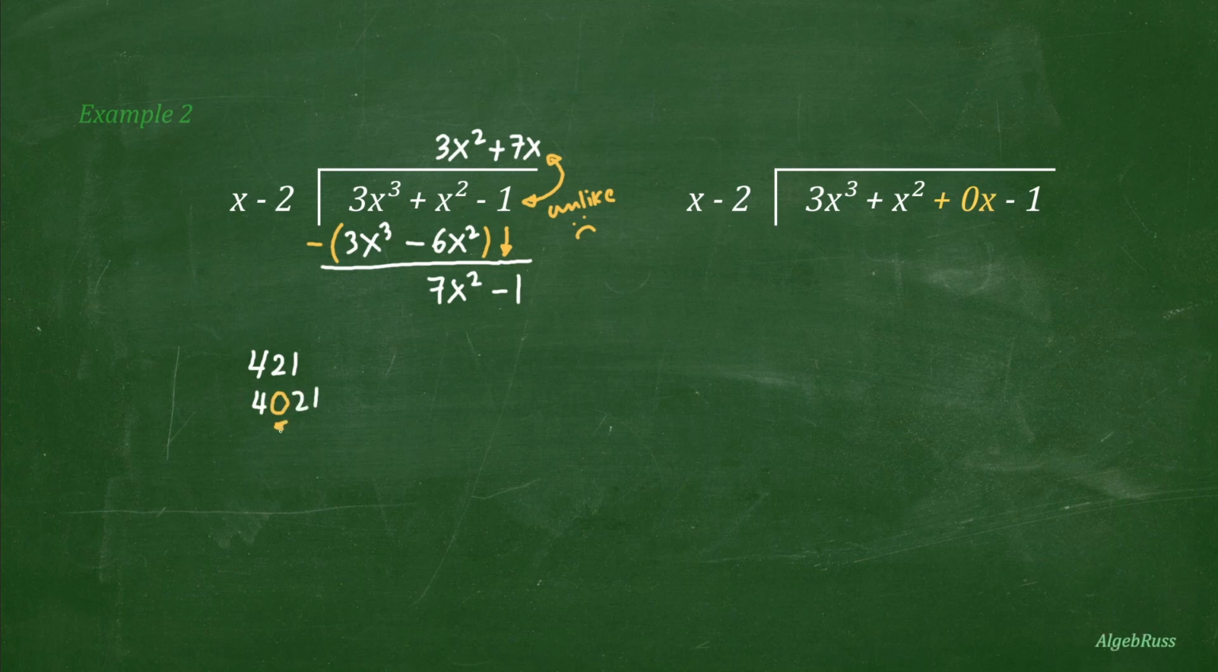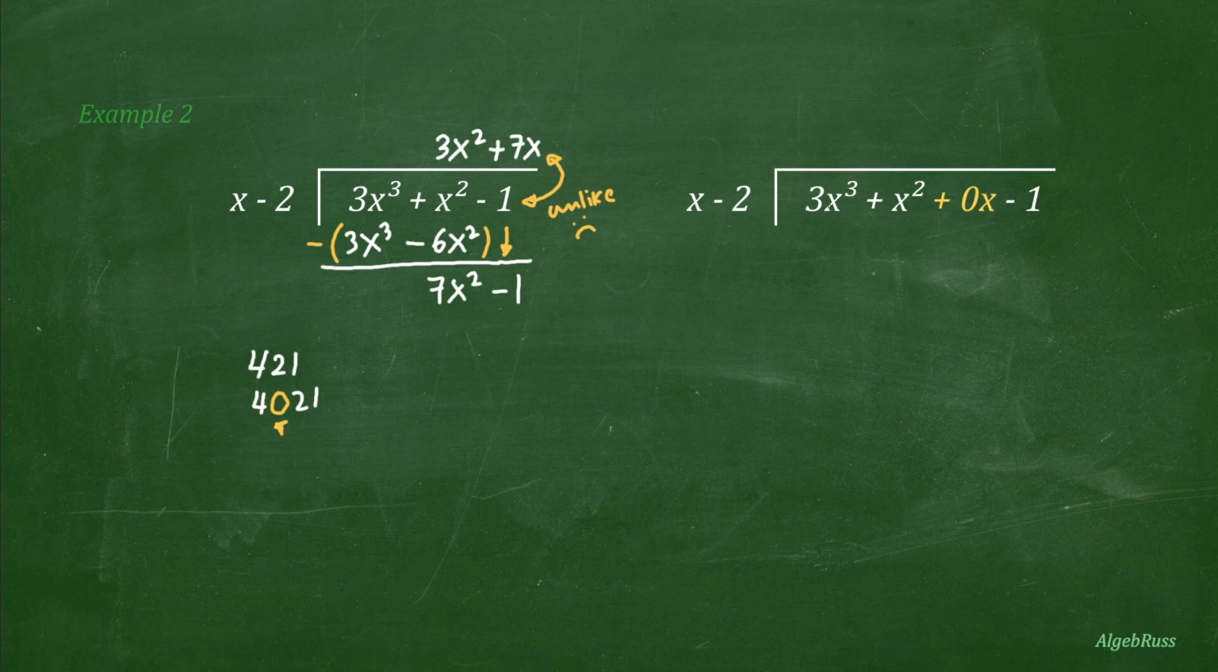Meaning, you need to place 0 in the hundreds place so that you know that there are 0 hundreds, so that you have 4021. So, what we did is copy this concept and place 0 as the numerical coefficient of x between x squared and negative 1. So we can now proceed because our terms are complete.